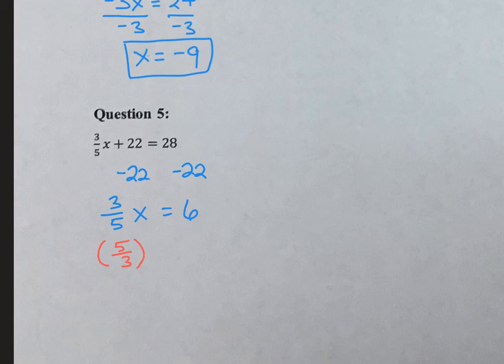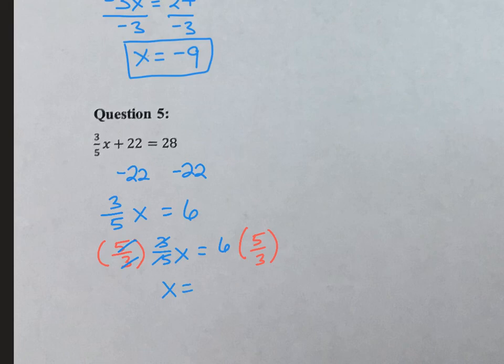Okay, and now we have the original 3/5 x equals 6. Remember, whatever we do to one side of the equation, we do to the other. So now I'm going to multiply this side by 5 over 3. Now let's look at that. When I multiply by the reciprocal, my 5's cancel, my 3's cancel, I'm left with x equals.